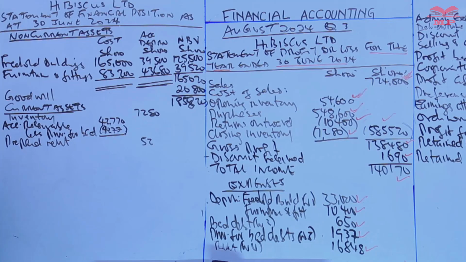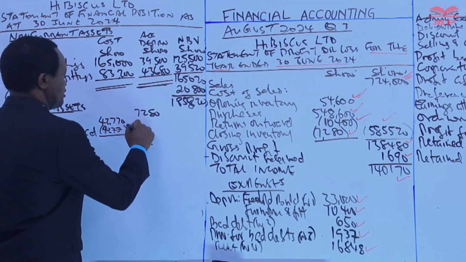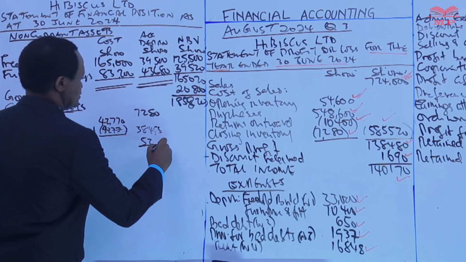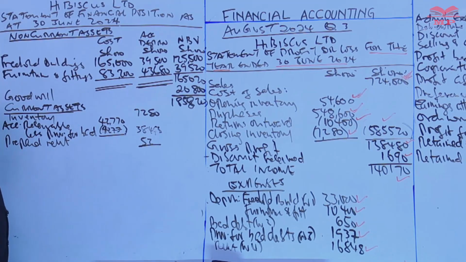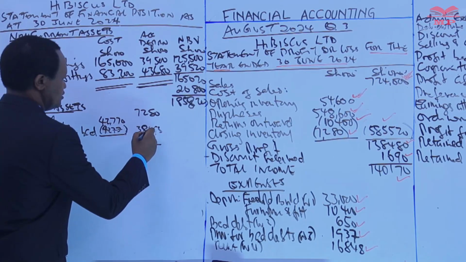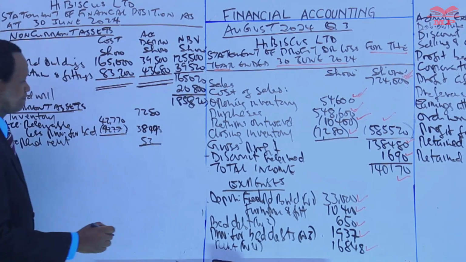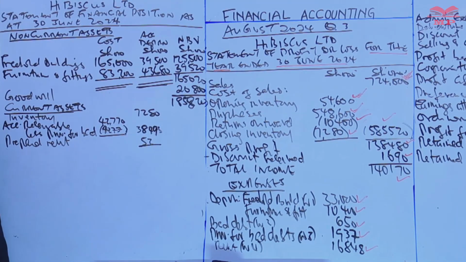$38,493. I've not seen any other current asset. In fact, we have an overdraft, so there's no bank here. We have an overdraft, which is a liability. It will appear in the section for liabilities.